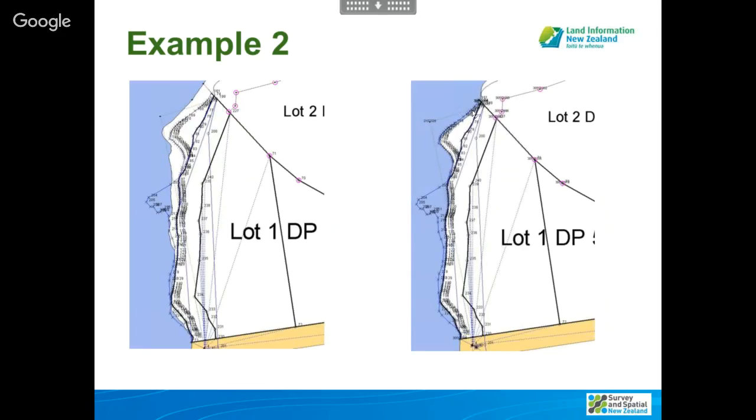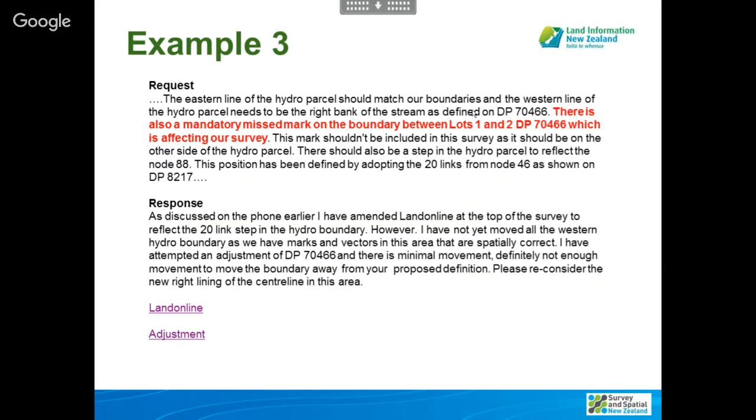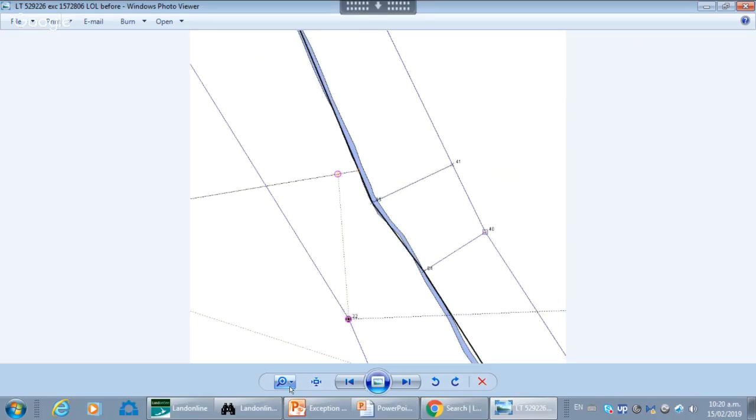Yeah, where the water line was. This example here is an example where, as part of the exception process, the surveyor had found a mandatory missed mark appearing on the external boundary of the survey along their irregular boundary. And as they say, the mark shouldn't be included in the survey, is actually on the other side of the hydro parcel. So if we have a look at Landonline, this is the situation that they encountered.